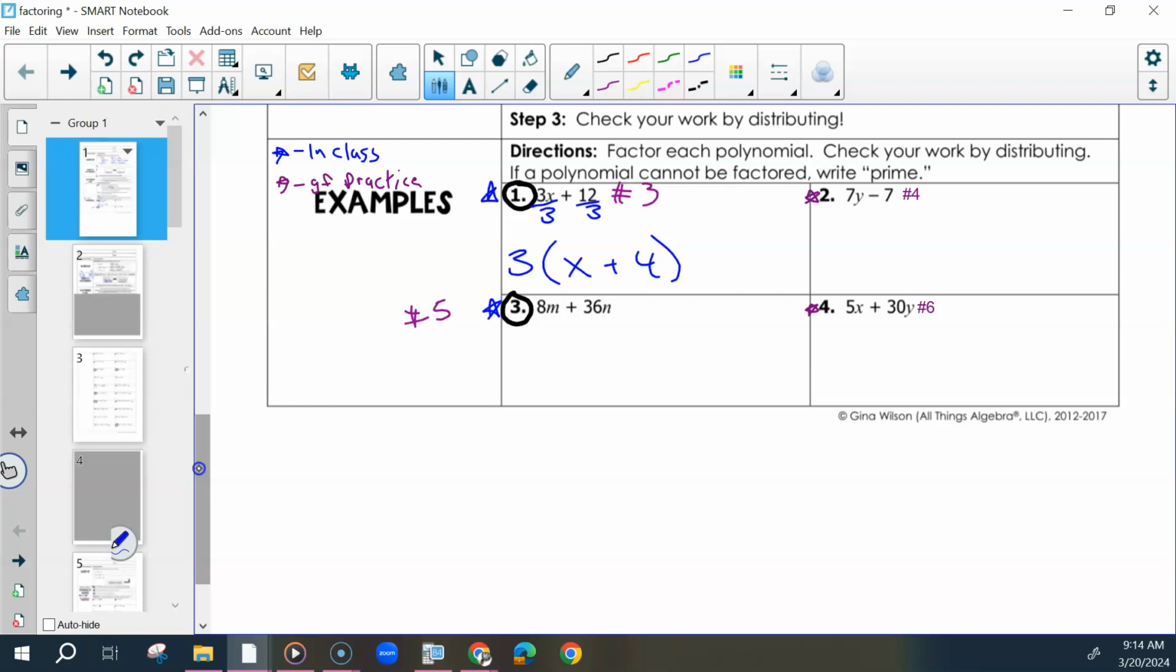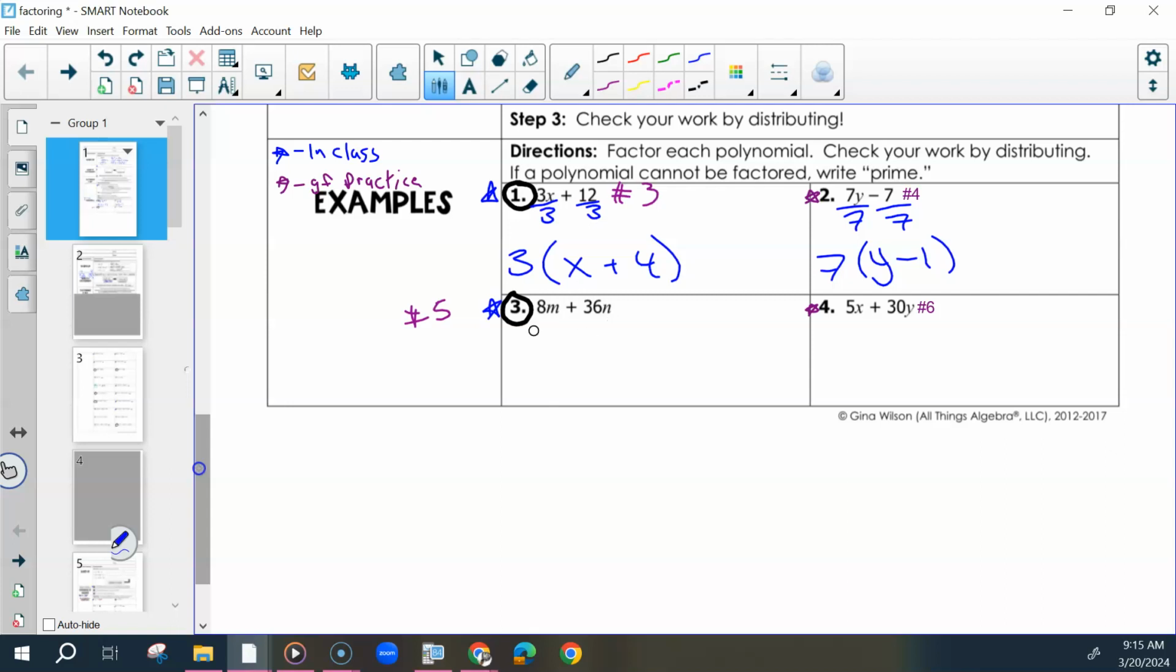What about number 2? What can I divide out of both of those? 7. Once you get the hang of this, you don't have to keep writing that you're dividing. You could skip right to this step, but for now we'll do this. So if we divide both by 7, what would be left? y, and then minus 1. Yes. And if I distribute that back, 7y minus 7.